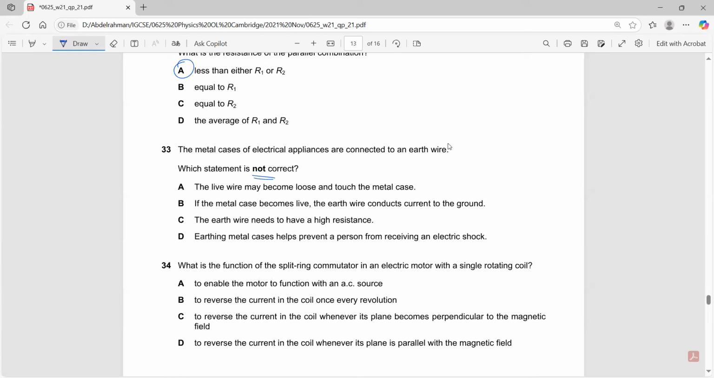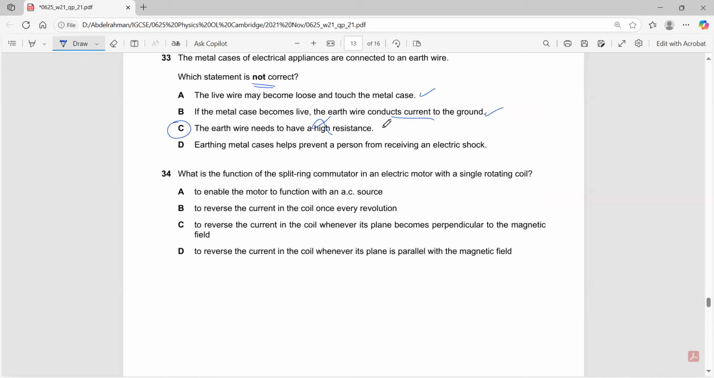Yes, this is correct. That's why we have an earth wire. If the metal case becomes live, the earth wire conducts current to the ground. Yes, so both of these statements are correct. The earth wire needs to have a high resistance. No, it actually needs to have a low resistance to be able to conduct the current easily to the ground. What is the function of a split ring commutator?